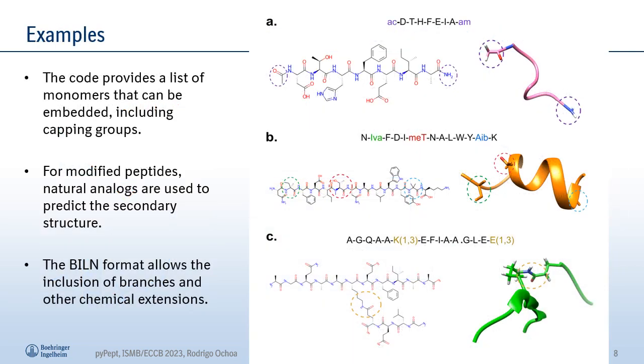Finally, here I'm showing some examples. One of them contains 2 capping groups. In the second example, we have 3 different non-natural residues connected with natural amino acids. And in the third case, we have a branched peptide with a lactam bond between the lysine and the glutamic acid. So the code provides a list of monomers that can be embedded, including the capping groups.